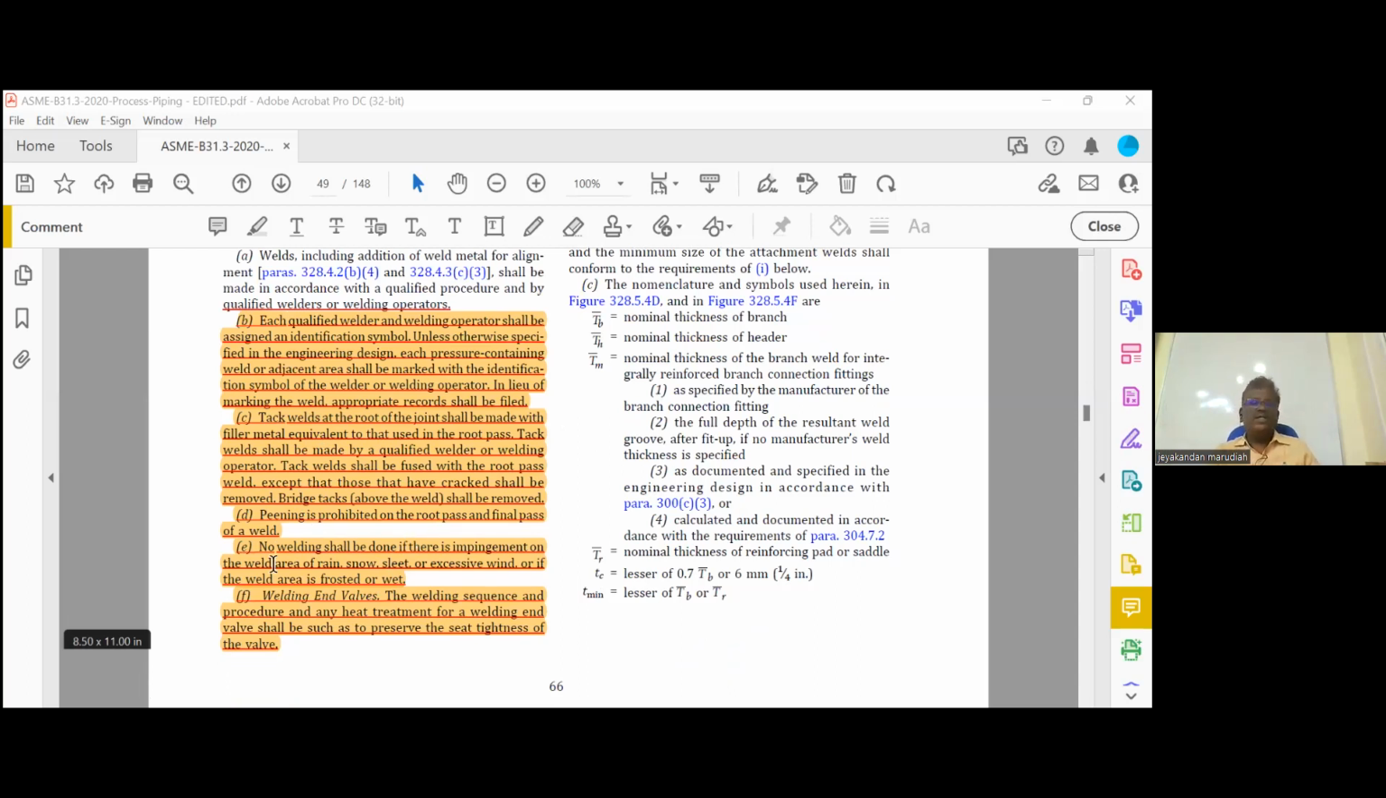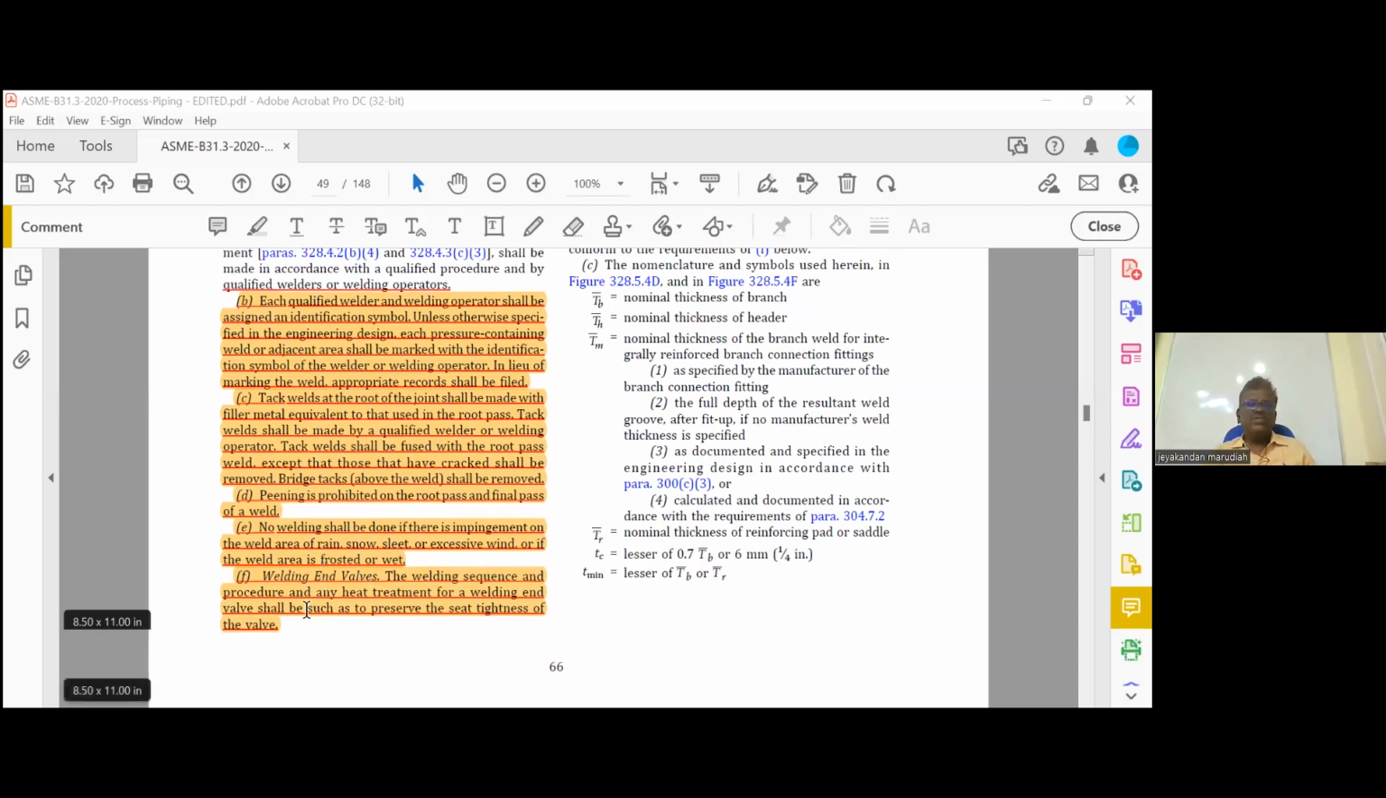Then highlight the E. No welding shall be done if there is impingement on the weld area, rain. So when there is rain, you should not weld. Then welding end wall. The welding sequence and procedure of any heat event for welding end wall shall be such as to preserve the seat tightness.